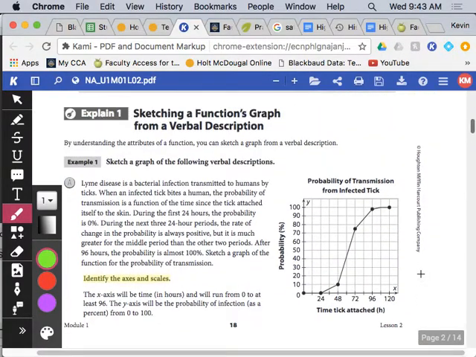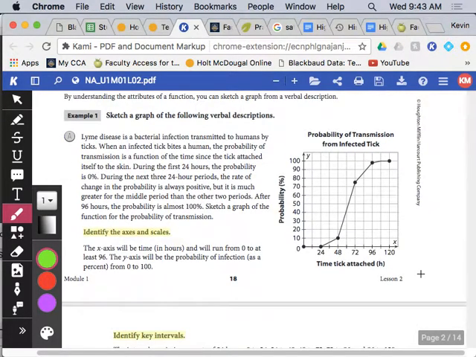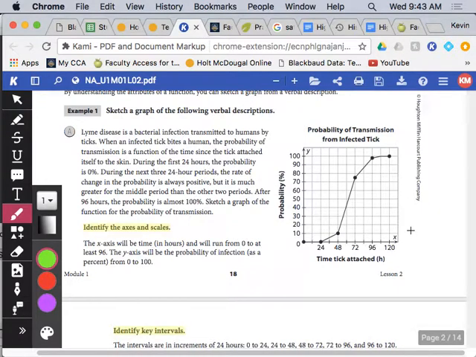Okay, next. Sketching a function's graph from a verbal description. The point is, if I give you a verbal description of something, you should be able to sketch a graph of it. So the first thing you want to do is identify what the graph is on. Here it's probability of transmission from an infected tick. That's nice. Time a tick is attached to your skin.